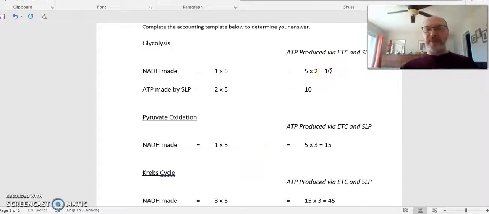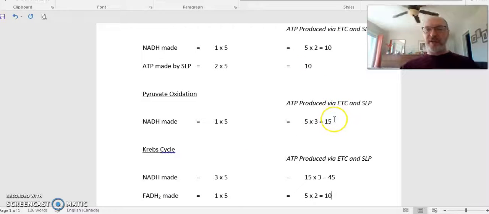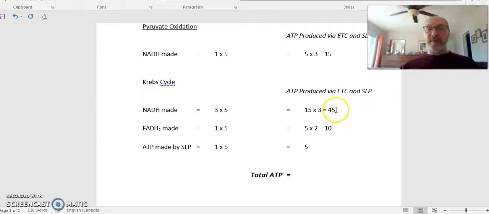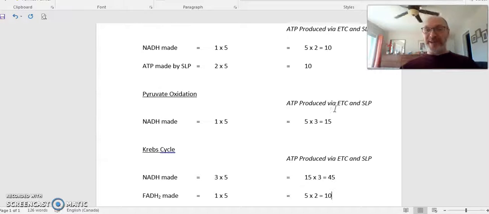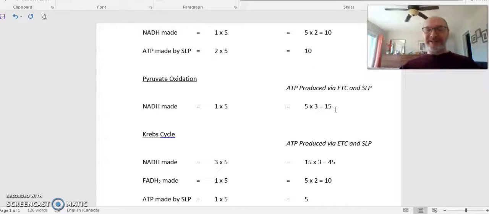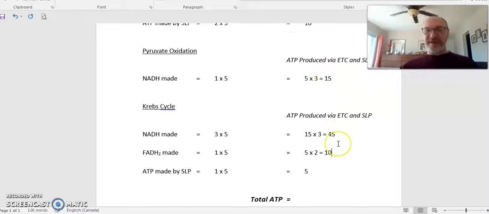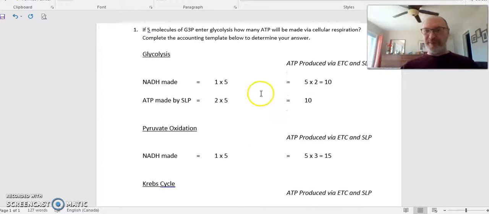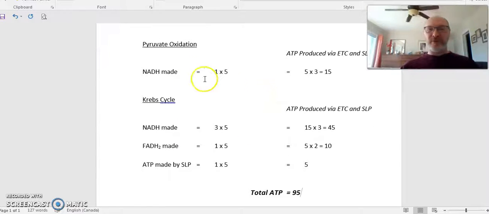Okay, so 10 ATP here plus 10 there gives us 20, plus 15 is 35, plus the 45 is, sorry, I'm having a bit of a brain fart there. Let's see here. So 10 and 10 is 20, 35, and that gives us 80, plus 10 gives us 90, plus 5 gives us 95 total ATP. Sorry about the little mix up there. So hopefully this will help you with your assignment.